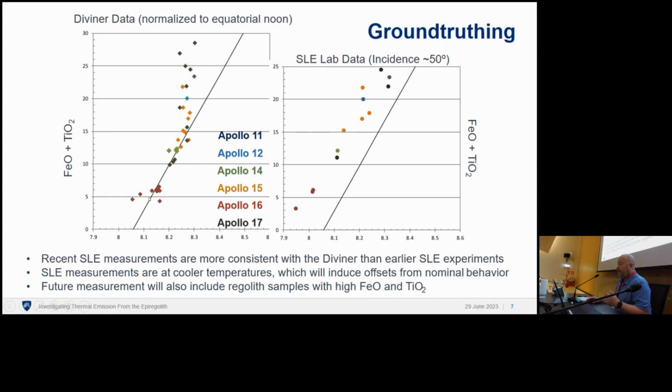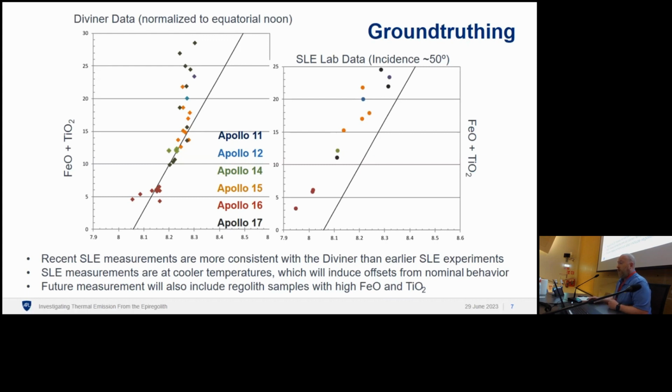There is a difference, though. You'll see there's a shift. This line here in the Diviner data does not overlay the lab data. And this is expected because the lab data actually has the lamp at a 50-degree incidence, while the Diviner data has been normalized to a 0-degree incidence. This is one of the factors we see: when the solar illumination angle changes, that changes the thermal gradient and shifts the spectral features. We have to take that into account.